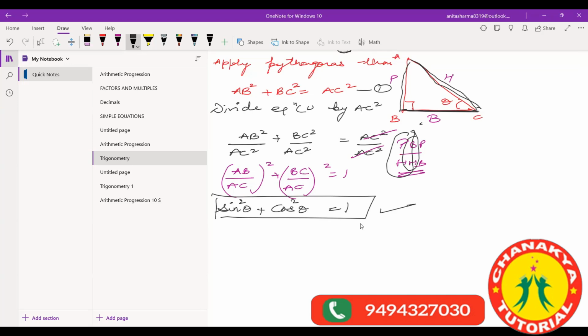Understood, children? Now see. From this one identity, you can find the value of sine square theta and cos square theta. Sine square theta will be equal to 1 minus cos square theta, right? And cos square theta will be equal to 1 minus sine square theta. So by this identity, you have got 3 identities, right, beta? Children, please tell me, have you understood? Yes, ma'am.